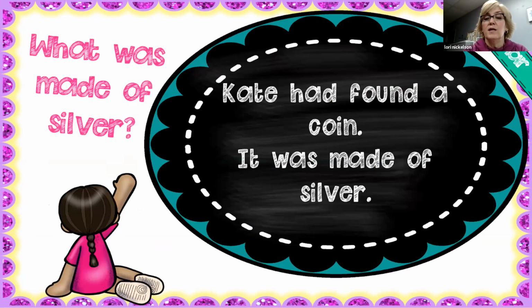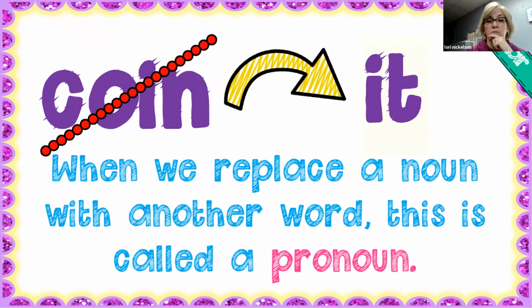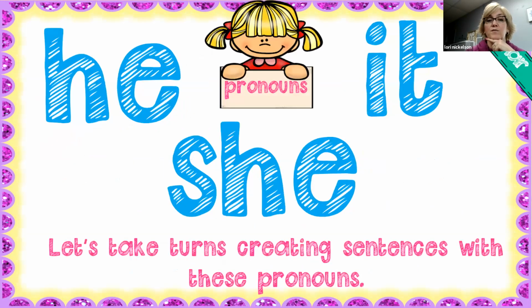Kate had found a coin. It was made of silver. What was made of silver? The coin, right? So we replaced the word coin with the word it. The coin was made of silver. Sometimes we replace a noun with another word. So we replaced coin with the word it. And when we do that, it's called a pronoun. So we've used 3 pronouns. We've used the word he, she, and it.